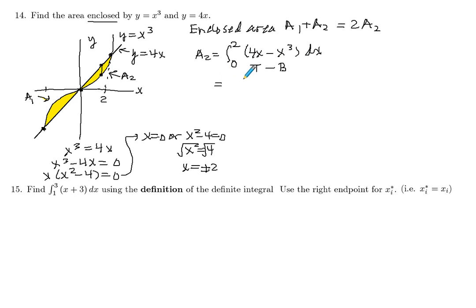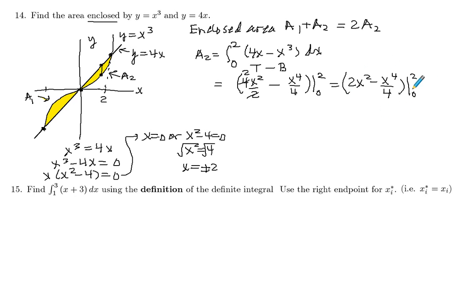So this is just power rule for each one of these. So 4 times the antiderivative of x is x squared over 2, and minus antiderivative of x cubed is x to the 4th over 4. And we're going from 0 to 2. This 2 cancels in here, just leaves us a 2x squared. So this is going to be 2x squared minus x to the 4th over 4 from 0 to 2.